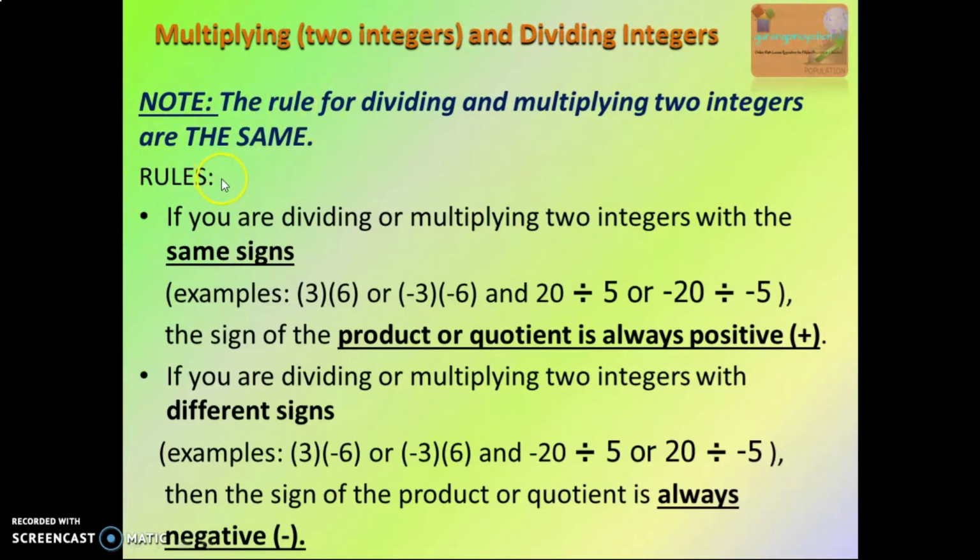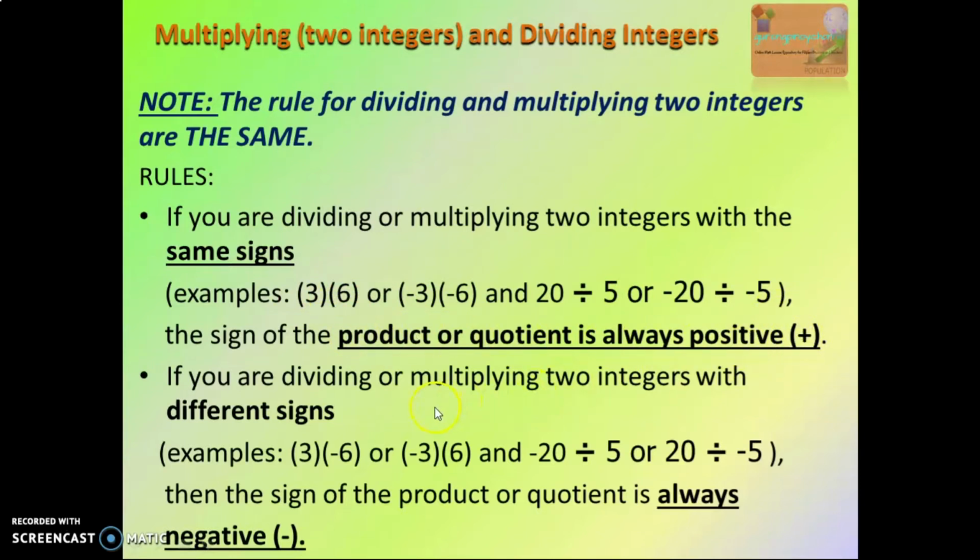So, here are the rules. If you are dividing or multiplying two integers with the same signs, just like here in our examples, both positive or both negative, the sign of the product or quotient is always positive. So, ibig sabihin, pag nagdi-divide tayo or nagmumultiply tayo ng dalawang integers na parehas ang signs, okay, yung sagot natin ay laging positive.